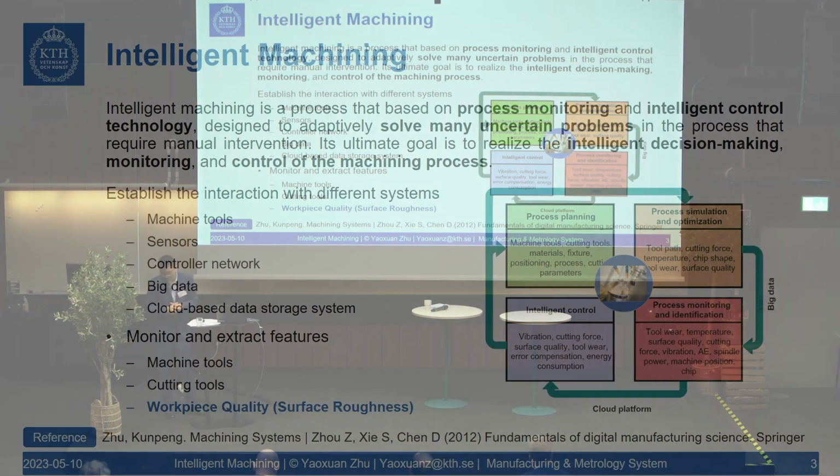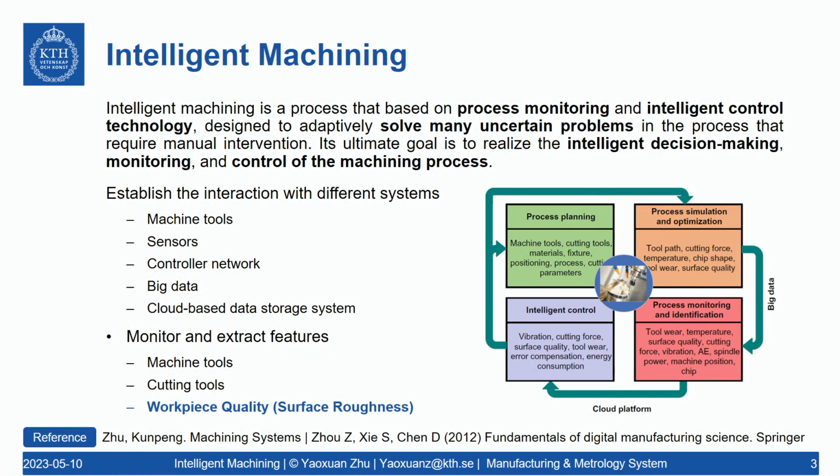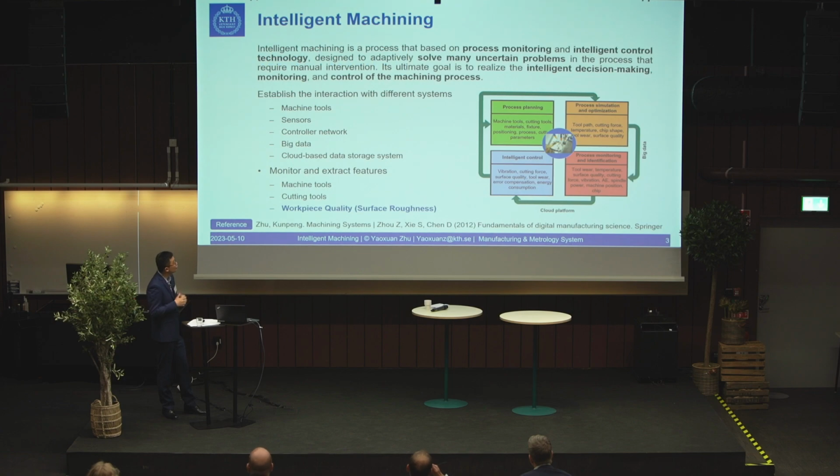Okay, let's get started. So what is intelligent machining? Intelligent machining is a process based on process monitoring and intelligent control technology, which is specifically designed to solve many uncertain problems in a process. The final goal of this system is to realize intelligent decision-making, monitoring, and control of the machining processes.